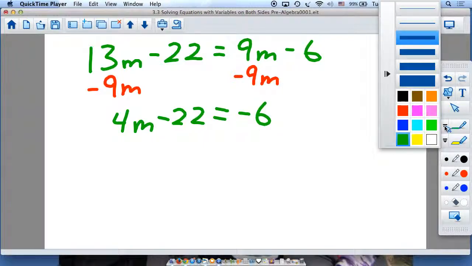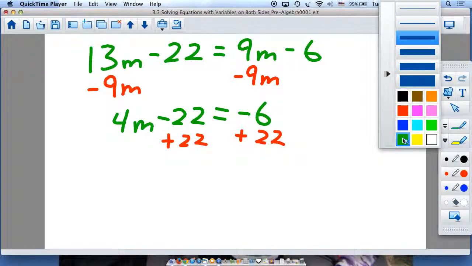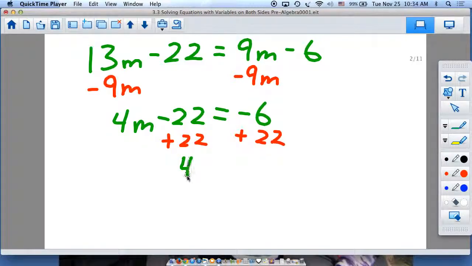Now we need to get the constants together. So we're going to add 22 to both sides of the equation, which leaves me with 4m on the left-hand side of the equal sign and negative 6 minus 22. So we have a negative and a positive. We subtract their absolute values. 22 minus 6 is 16. And the positive has a greater absolute value, so it's a positive 16.